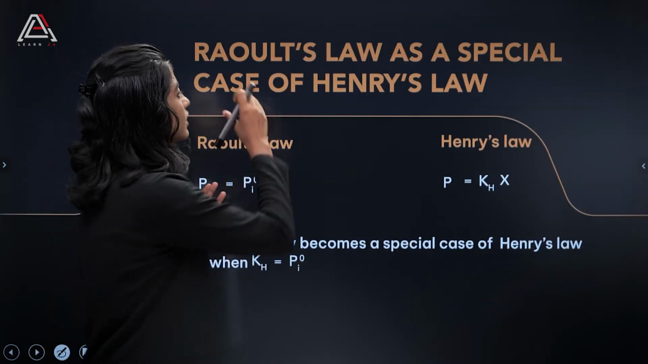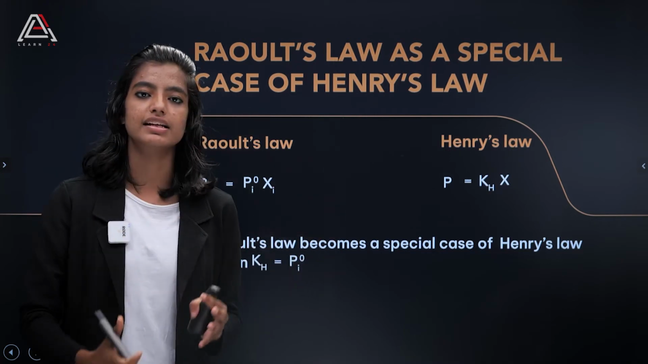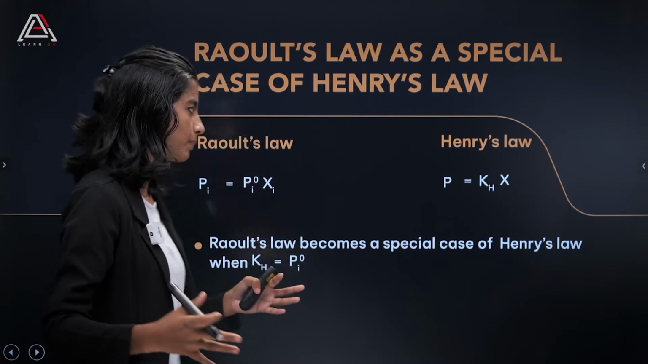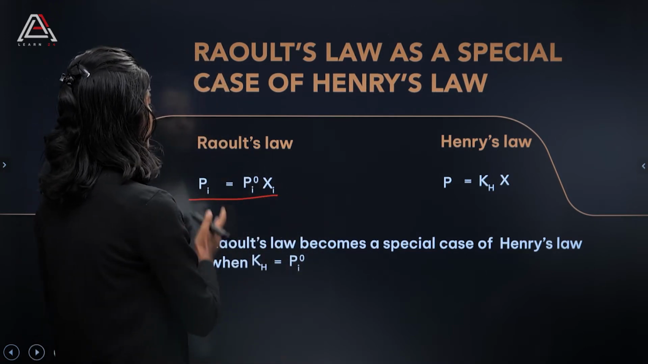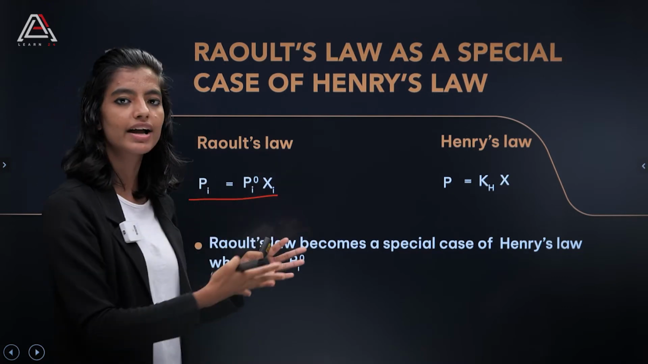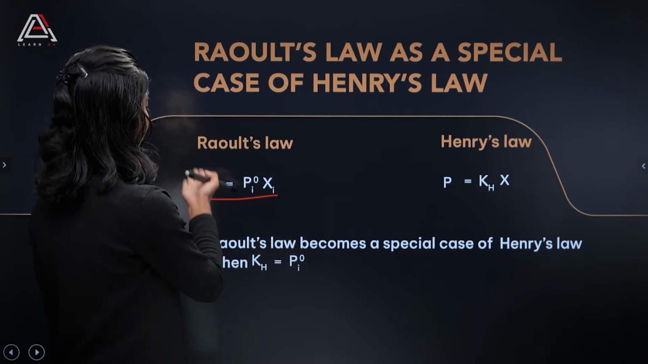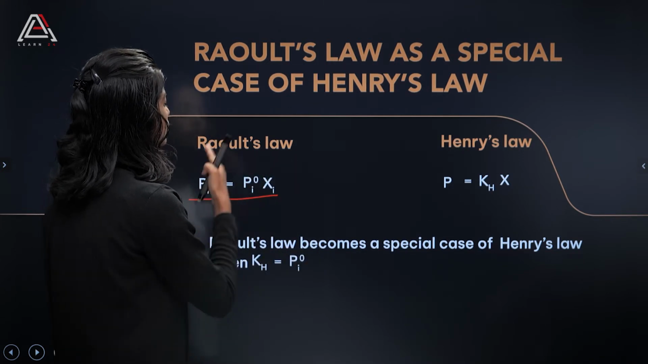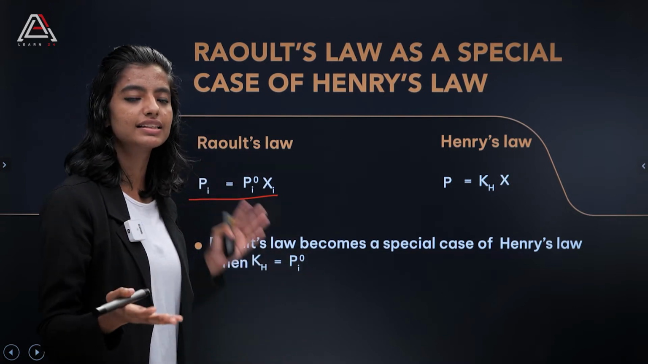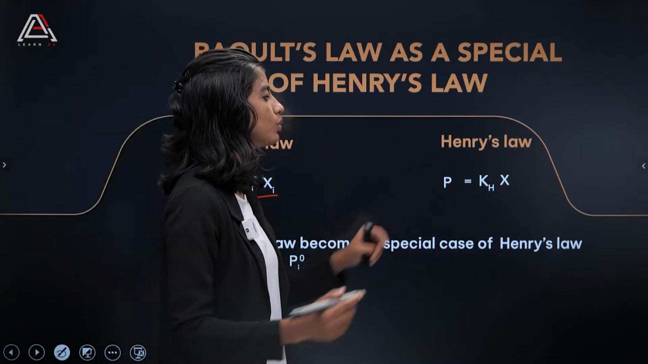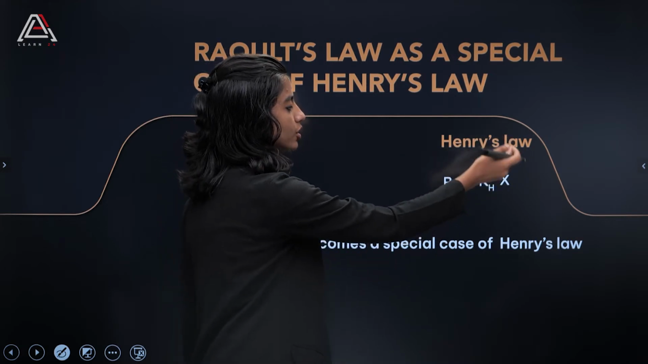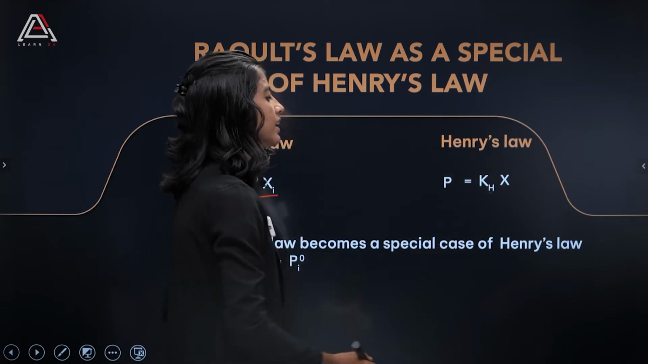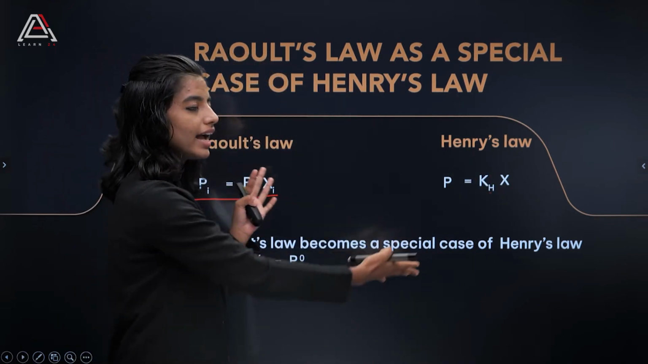Now, what is Raoult's law as a special case of Henry's law? It's an important topic. The equation for Raoult's law, as we know, Pi is equal to Pi naught into mole fraction of I. It's a general equation, that is PA is equal to PA naught into mole fraction of A, and PB is equal to PB naught into mole fraction of B. And Henry's law equation, P is equal to Kh into X, the mole fraction of that gas, and Kh is the Henry's law constant. These are the two equations for Raoult's law and Henry's law.